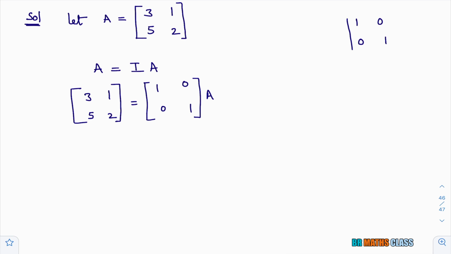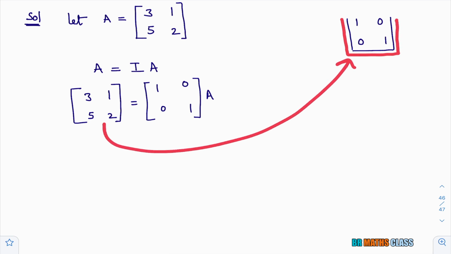See here, you observe here, this is the U rule. In this U rule, first I'll start from this place, then I'll move to this place, and then I'll move to this place, and then I'll come to this place. By following this U rule, we'll convert this matrix into unit matrix.